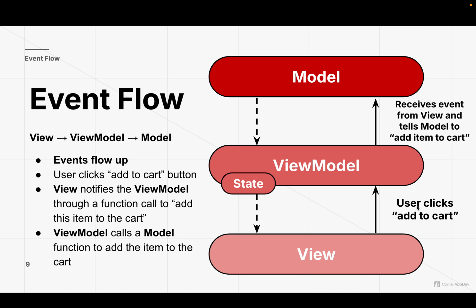So imagine a user clicks an add to cart button. Then it notifies the view model through a function call to add this item to the cart. And then in this function, the view model calls another model function that actually adds the item to the cart, say in the back end, right?